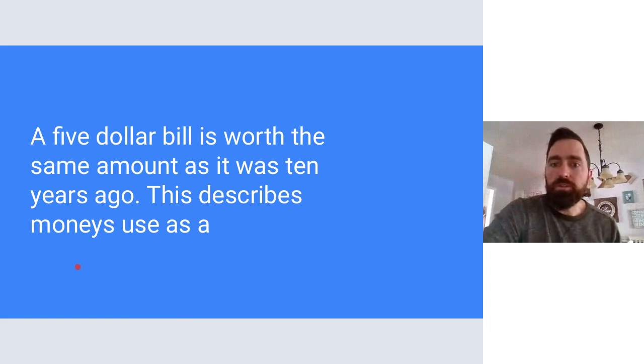A $5 bill is worth the same amount as it was 10 years ago. This describes money's use as what? Pause the video, think about it. If you paused it and you've thought about it, hopefully you came up with money's use as a store of value. It holds value over time. $5 is still worth $5.